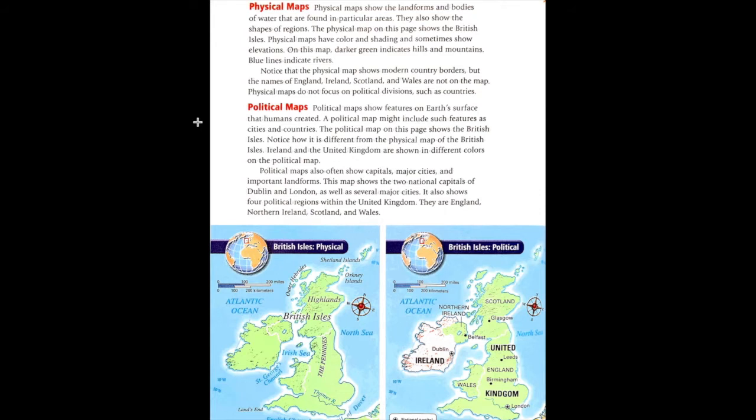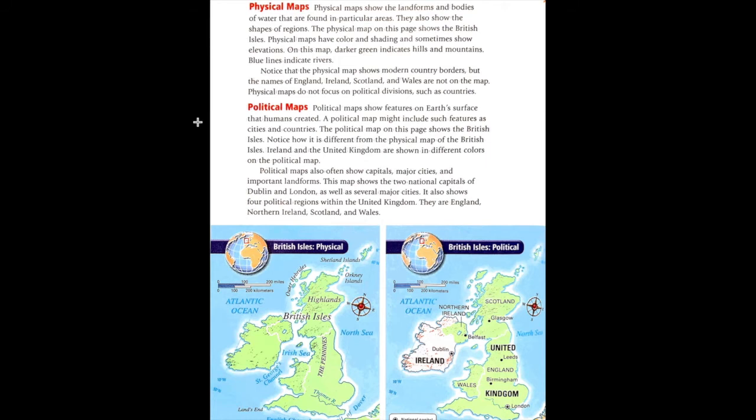On this map, darker green indicates hills and mountains. Blue lines indicate rivers. Notice that the physical map shows modern country borders, but the names of England, Ireland, Scotland, and Wales are not on the map. Physical maps do not focus on political divisions, such as countries.